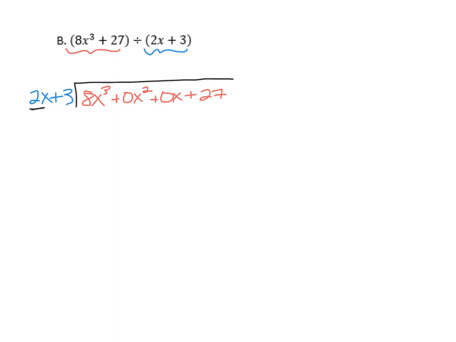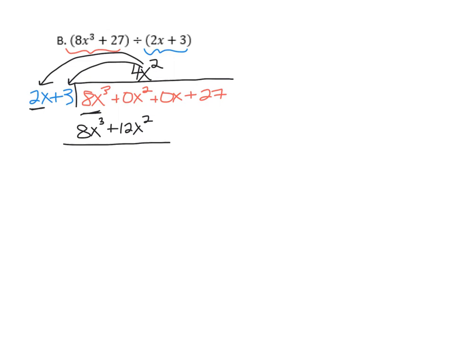Take the first term on the outside and the very first term on the inside. What could we multiply 2x by to equal 8x to the third power? Well, 2 times 4 would give us 8, and x squared times x would give us x cubed. This would be 4x squared, sorry. And if we multiply it by 2x, we get 8x cubed. Distribute that to the second one as well. 4x squared times 3 would be 12x squared.